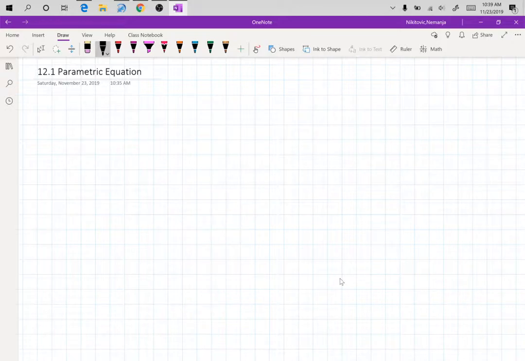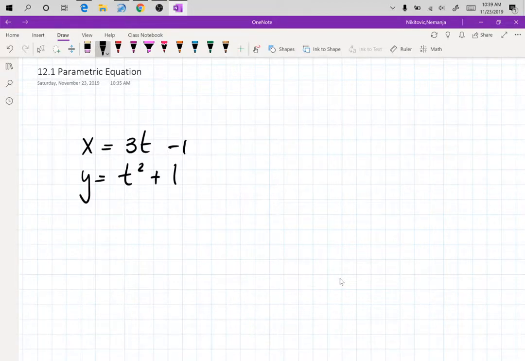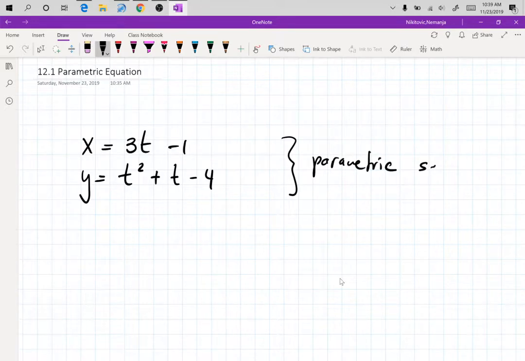So now, what do we have for parametric equation? Let me just give you an example. Say you have x equals 3t minus 1 and y equals t squared plus t minus 4, let's say. This would be known as a parametric set of equations.